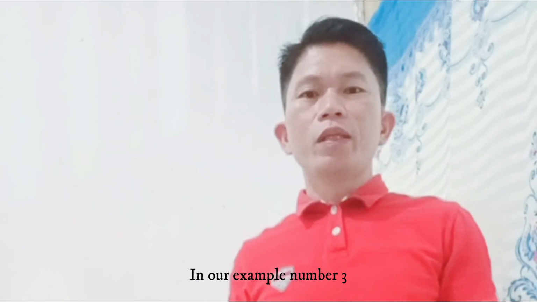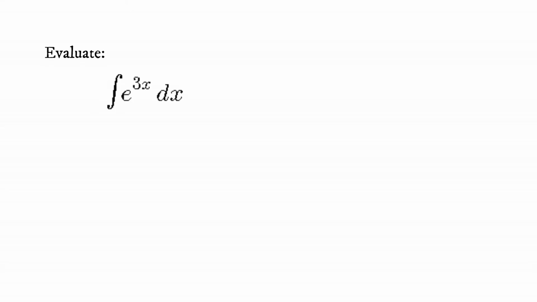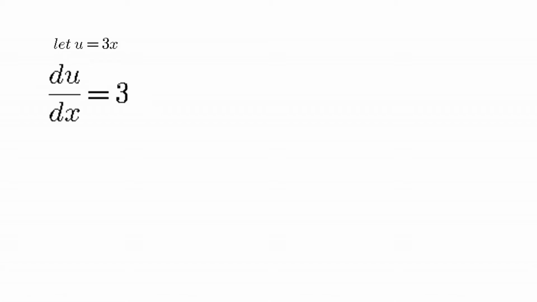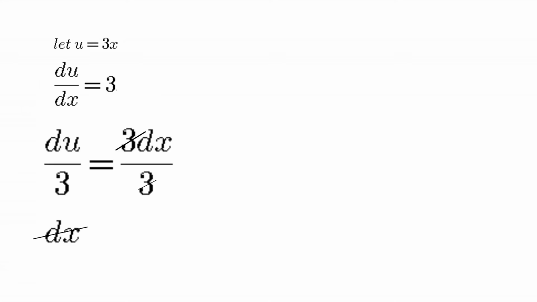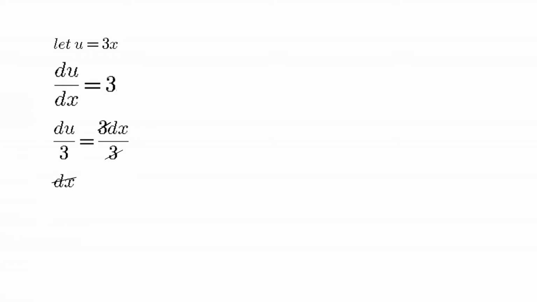In our example number 3, evaluate the integral of e to the 3x dx. In our solution, we are going to let u first be equivalent to 3x. Our derivative of u with respect to x equals 3. And then our du is equivalent to 3 dx. We need to divide it by 3 on both sides because our integrand is only in the form of dx. So our du over 3 is equal to dx.